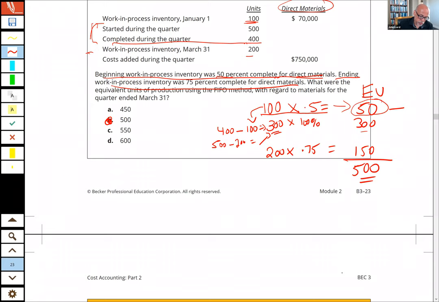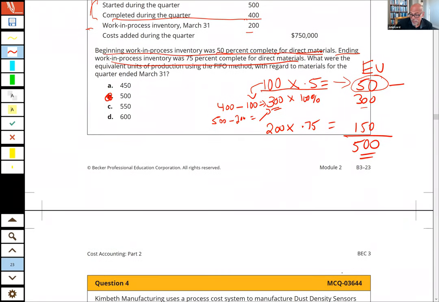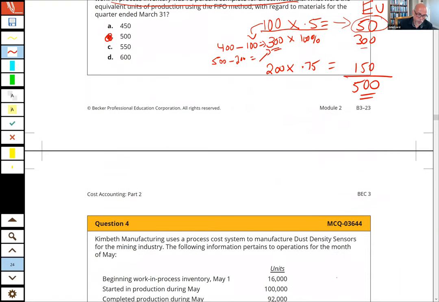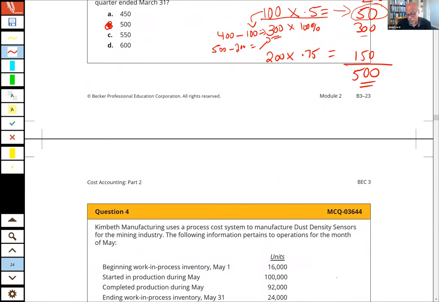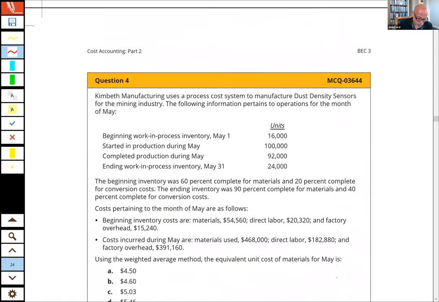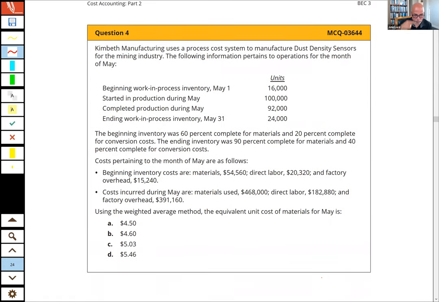If the materials are put in at the beginning of the process, it won't make a difference for weighted average, other than the fact that then there probably would be no equivalent unit calculation for the ending inventory because the materials are put at the beginning of the process. But if they give you a percentage and say it's 100% complete for the beginning inventory, then you don't assume under FIFO that you did any work. That's how they got that zero in the example.